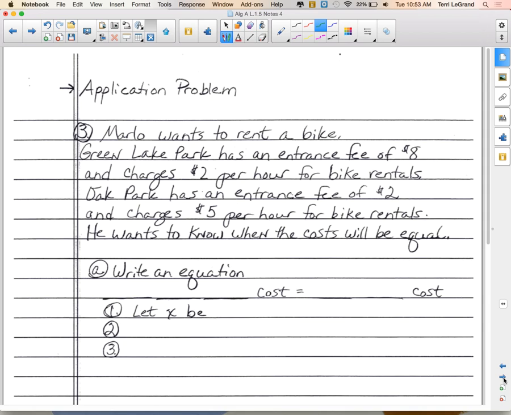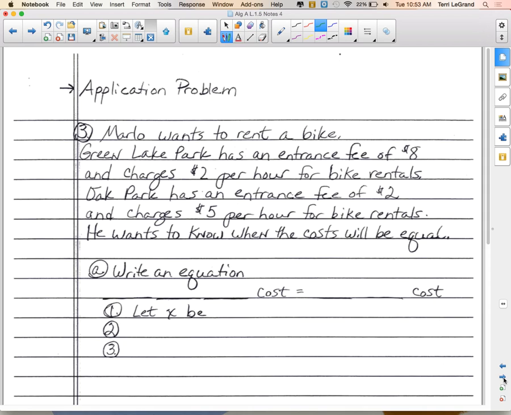Maisie? Marlo wants to rent a bike. Green Lake Park has an entrance fee of $8 and charges $2 per hour for bike rentals. Oak Park has an entrance fee of $2 and charges $5 per hour for bike rentals. He wants to know when the cost will be equal.